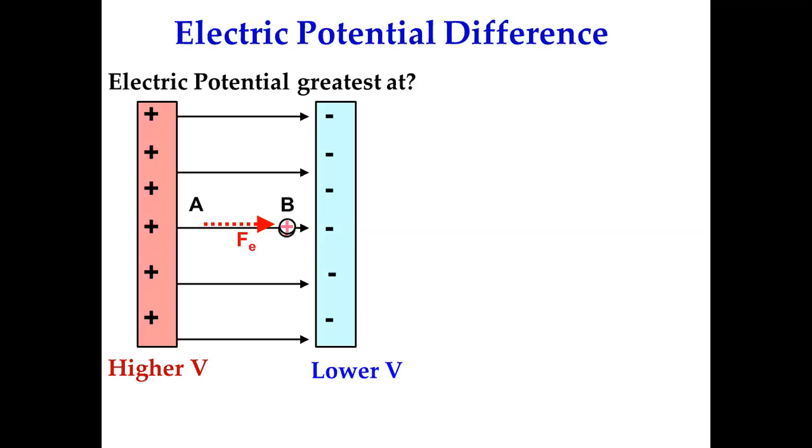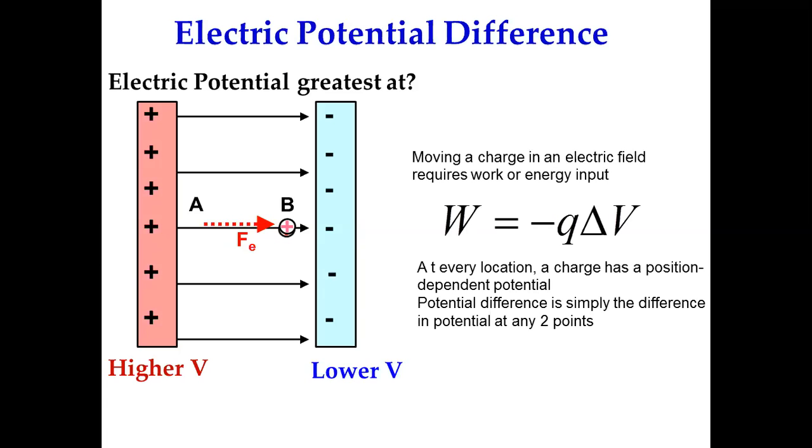Okay. We have seen here higher voltage and lower voltage and the movement of the charges from higher voltage to the lower voltage when work is done. Moving a charge in an electric field requires work or energy output, which is equal to minus Q delta V. Q is the charge and V is the potential difference.